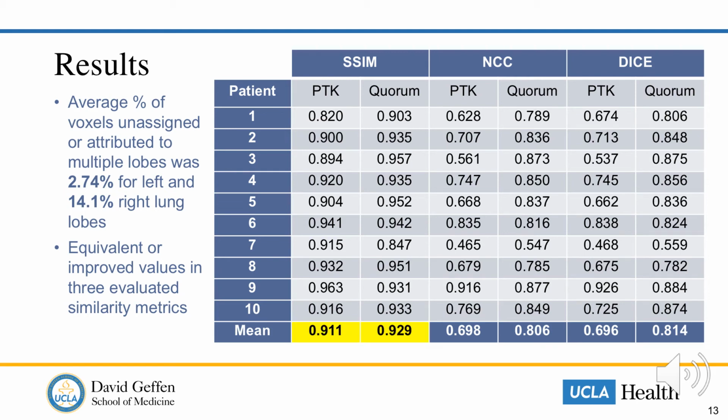The average structural similarity values across test patient datasets for PTK and quorum-generated lobe segmentations was 0.911 and 0.929, respectively. This signifies that the internal structures were highly accurate during both segmentation processes. Average normalized cross-correlation coefficient was calculated to be 0.698 for PTK and 0.806 for quorum-generated segmentations. And finally, the average dice coefficients were 0.696 for PTK and 0.814 for quorum-generated segmentations.